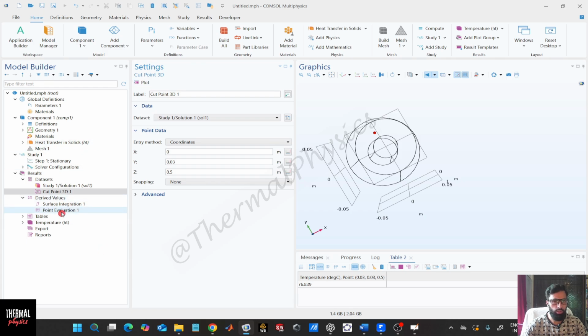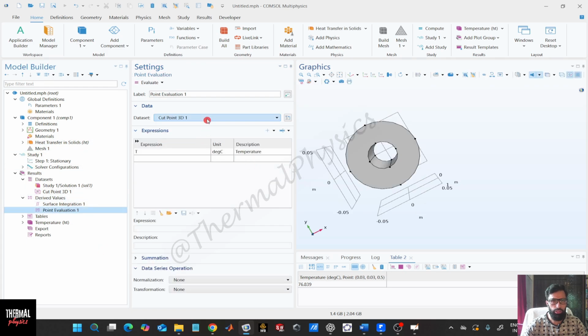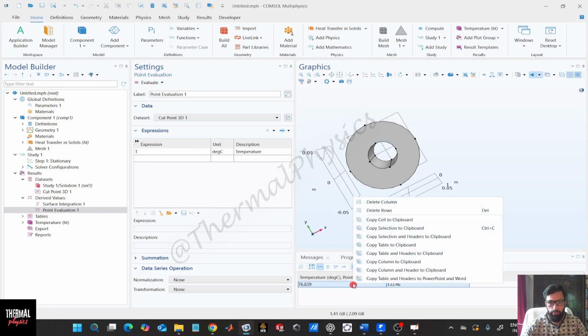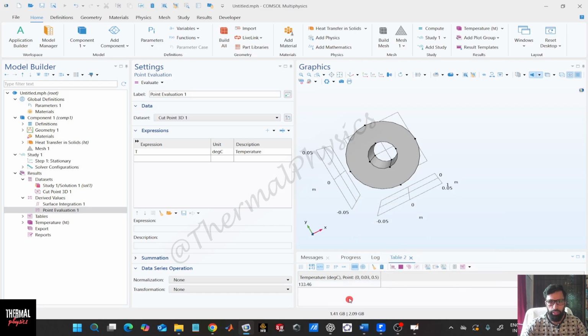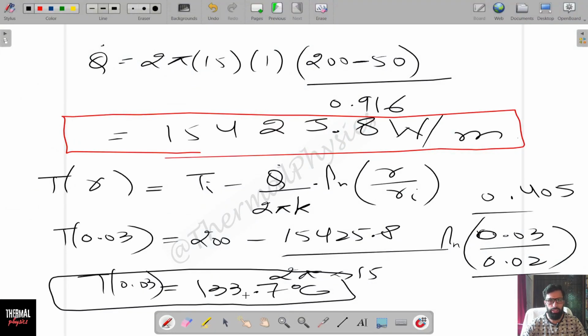Now let us go back to point evaluation, cut point 3D. Now we'll evaluate again. Okay, now we have our value. Let's delete this. Okay, now our value at 0, 0.03 and 0.5 is 133.46. 133.46 is almost 133.5, and our analytical value is 133.7, which is nearly the same.